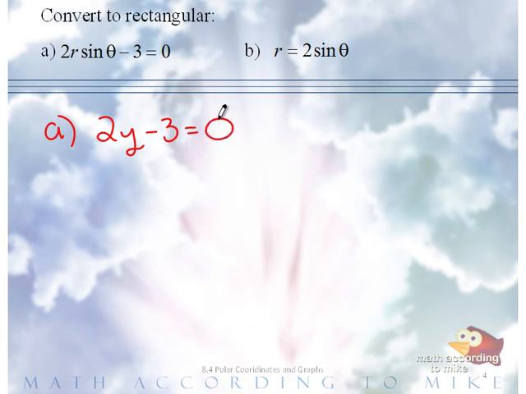How would you solve for y? Yeah, and then divide by 2. There it is. So notice this got prettier. 2r sine theta minus 3 equals 0 is just the horizontal line y equals 3 halves. How about B?